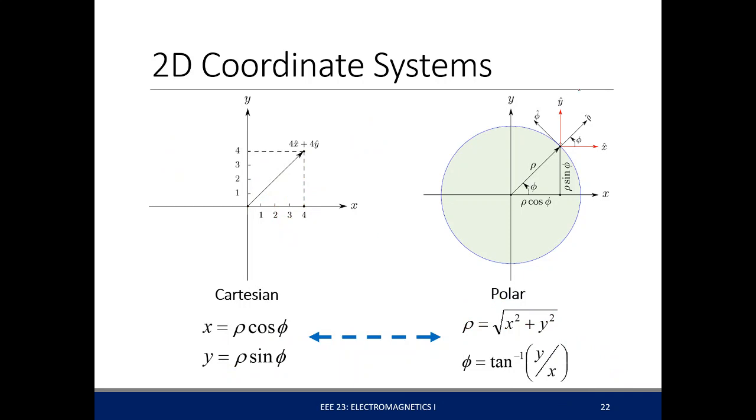Okay, so this is your rho direction. This is your x direction, and this is your y direction. Take note that they have a magnitude of 1. If you want to get rho hat dotted to x, that is equal to the magnitude of rho times the magnitude of x times cosine of the angle between them. What's the angle between them? That's phi. So that's the cosine of phi.